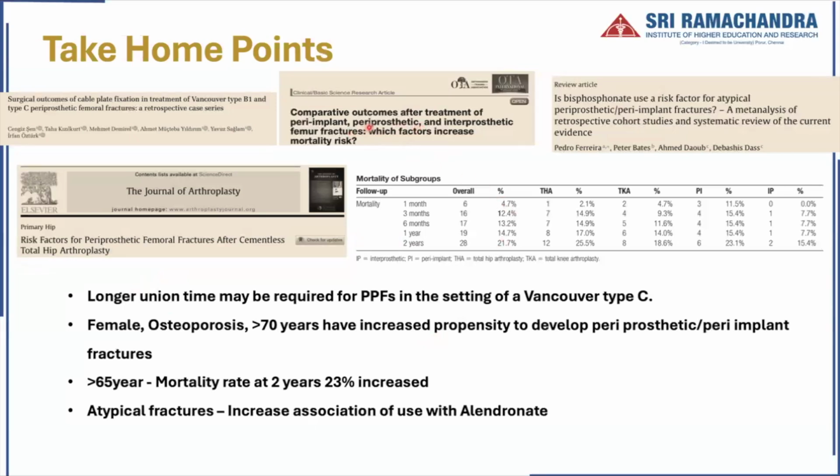Further, a comparative outcome of peri-implant periprosthetic fracture, almost 130 cases, had told that there's almost a mortality rate of 23% within the first 2 years in these patients. And also atypical fracture presentation with alendronate is also kind of high, because this patient initially was started on it as well, and then was started on teriparatide. But I don't think that is the leading cause in this. But the one thing is, a female periprosthetic fracture beyond 65, a lot of things to look out for.